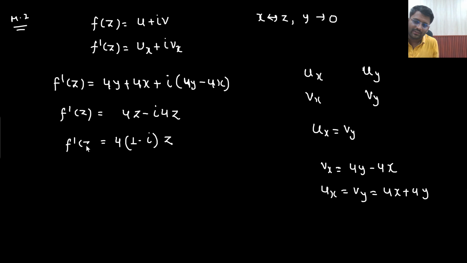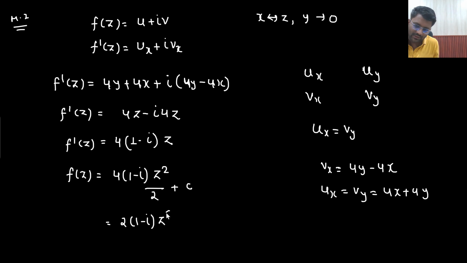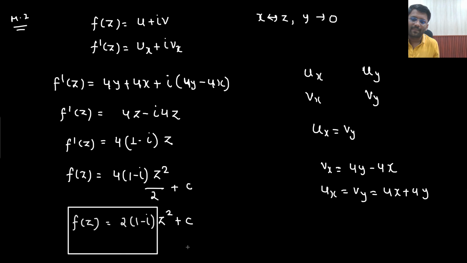This is your f dash z. Now what will be your f of z? Sir, f of z would be simply you integrate it. So 4 into 1 minus iota z square by 2 plus some constant c. So what is the answer you are getting? 2 into 1 minus iota z square plus some constant c. So this is your f of z that you are getting.